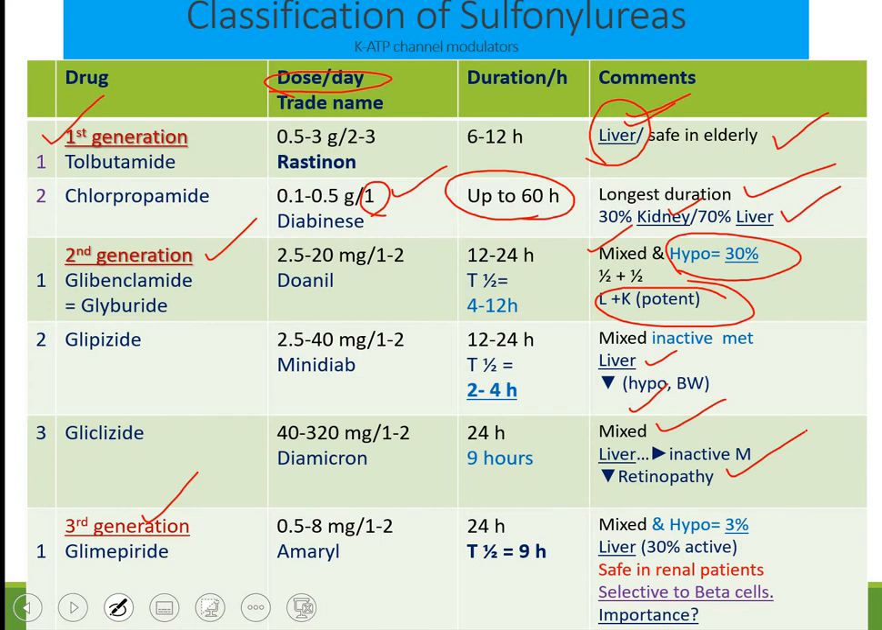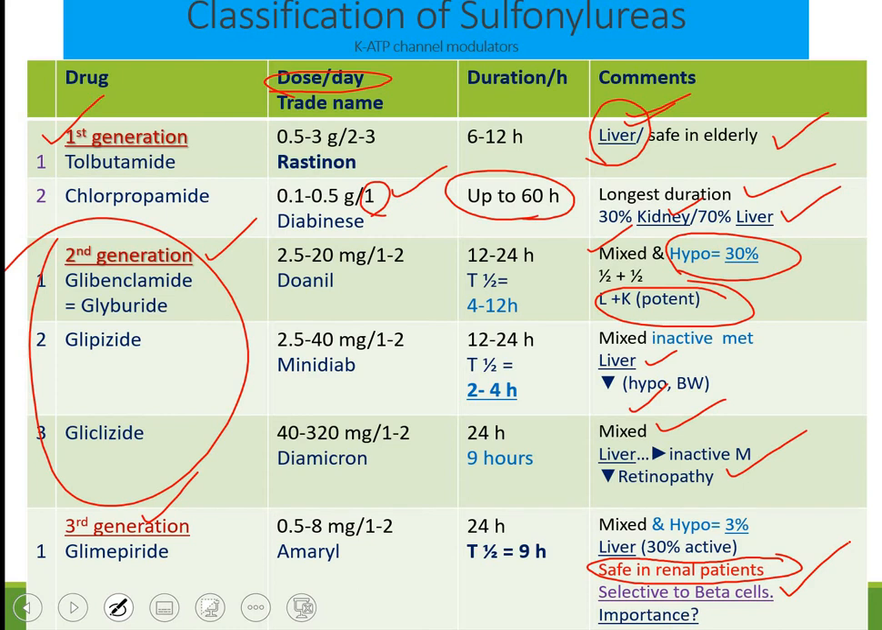A very important thing is that glimepiride is usually regarded as relatively safe. I am using the words relatively safe in renal patients as compared to other sulfonylureas. So these drugs, especially glimepiride, may be considered relatively safe in renal patients. And remember, since these drugs are also more selective to beta cells, the other cells and effects are not affected, especially glucagon, alpha cells, or whatever the case is. So the important thing for you to understand in this slide is that glimepiride is relatively safe, though its elimination is by the renal route.